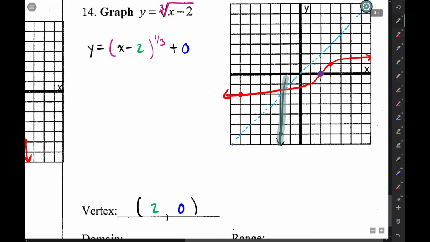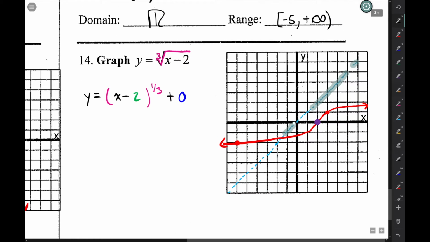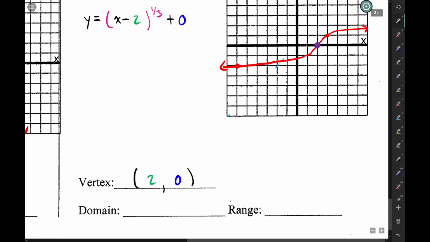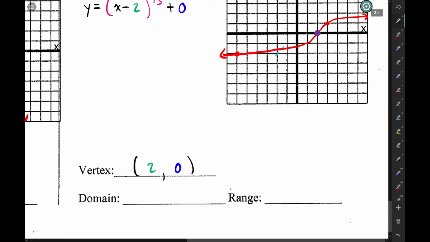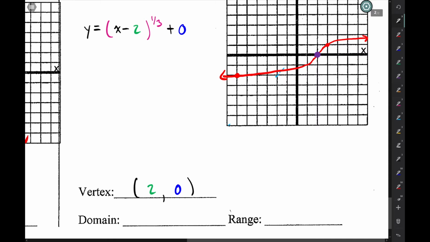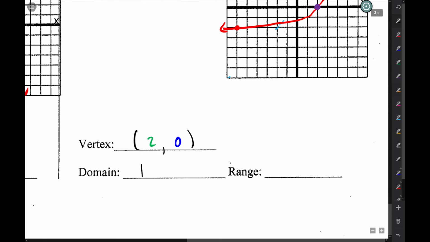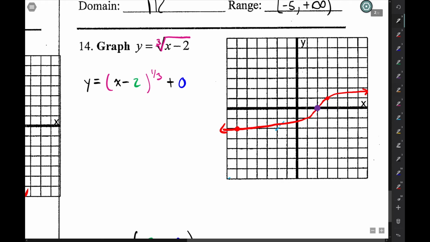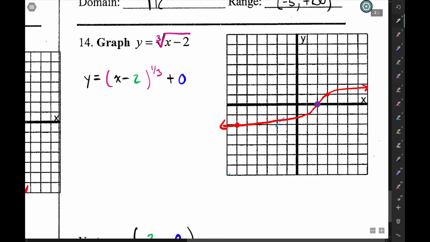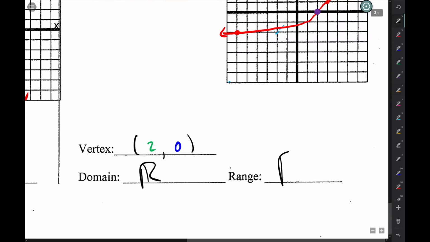Otherwise, you can just start plugging in x and y values. Let me get rid of all that junk. Okay. So the domain and the range, well, it seems to go infinitely left and infinitely right, so we'll say all real numbers. And even though I did a bad job of drawing this, this is gradually still going up infinitely and also gradually going down infinitely, so the range is also real numbers.